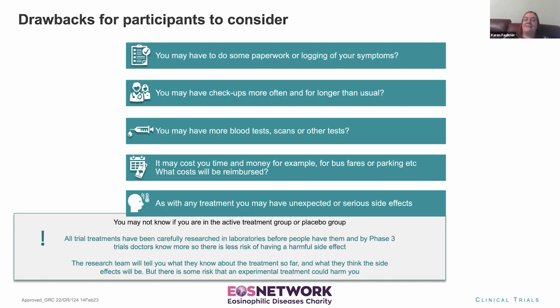You may have more blood tests and scans than normal, so you do have the risks of blood tests, and some of the scans do involve radiation, or you could have other tests that have risks associated, and all of those things will be within the patient information sheet, and they will all have been assessed by the ethics committee as still having increased benefit than risk, but it's something that you need to consider. It may cost you time and money. So for example, traveling to the centres, costs may be reimbursed, they may not. It will depend on the study, and that's a question that you should ask before you make a start on a study.